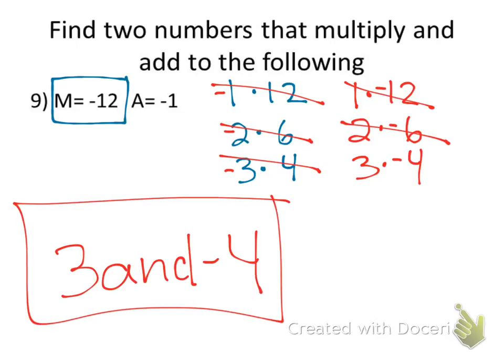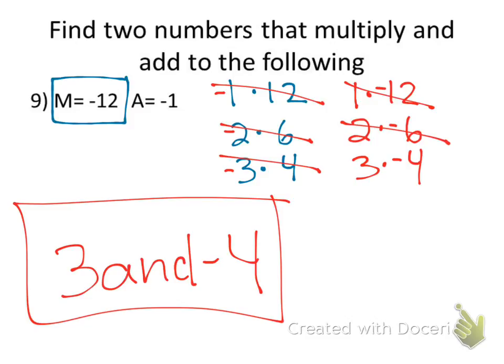So that's a way to do it with almost no sign shortcuts. I wrote out every possible way to make a -12, and then, by process of elimination, went through them. Questions so far? We got one more example, and then I'll give you your homework.